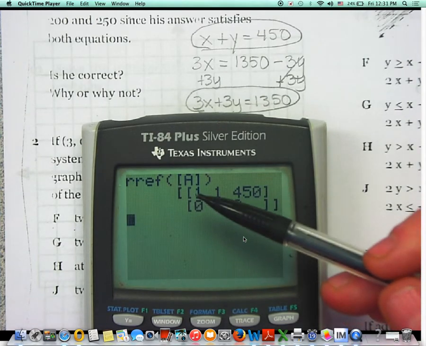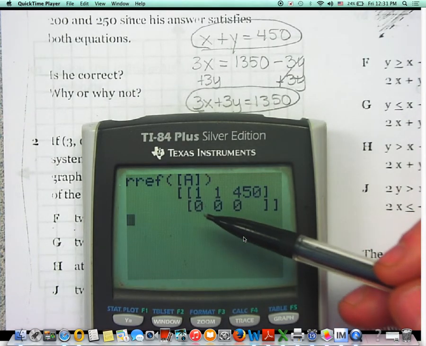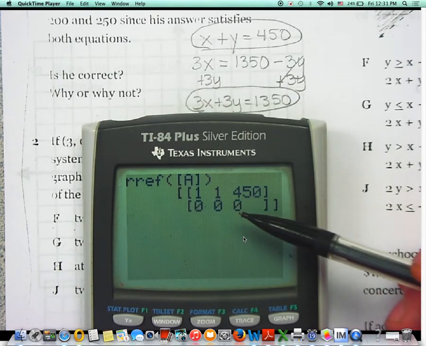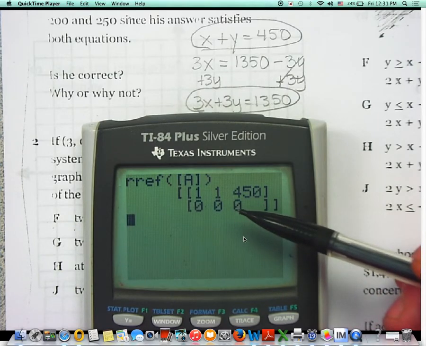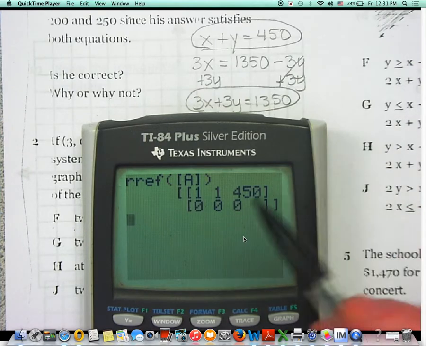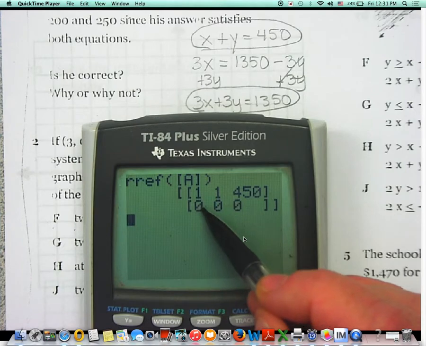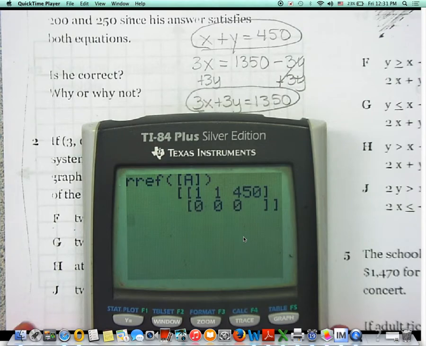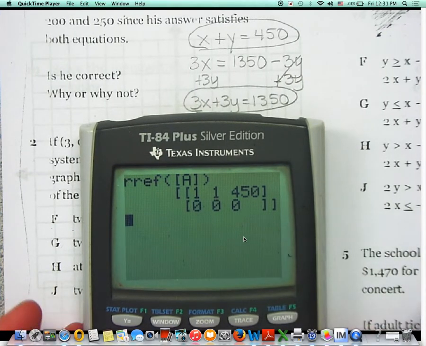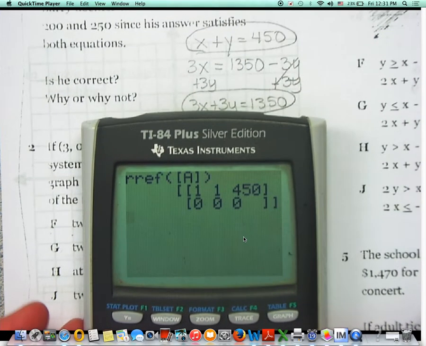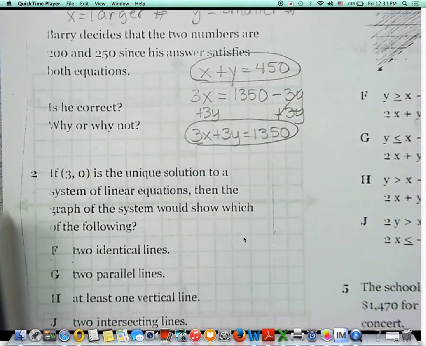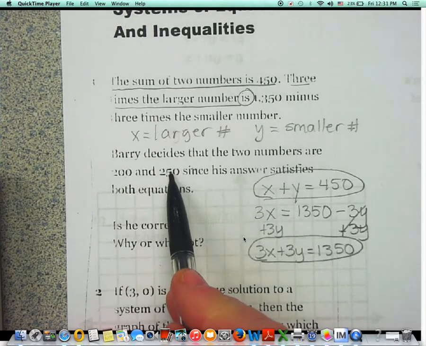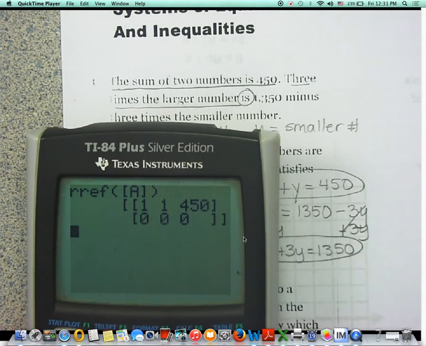And notice that it's not diagonal ones, and what we have on the bottom is 0, 0, 0, which is no solution or infinite solutions. It's infinite solutions because you can say that 0 plus 0 equals 0 here. Okay? So anytime you get 0 straight across the bottom, that is infinite solutions. So what that means is that Barry's solutions are correct, but there are more than just his solutions. There are an infinite number of solutions.